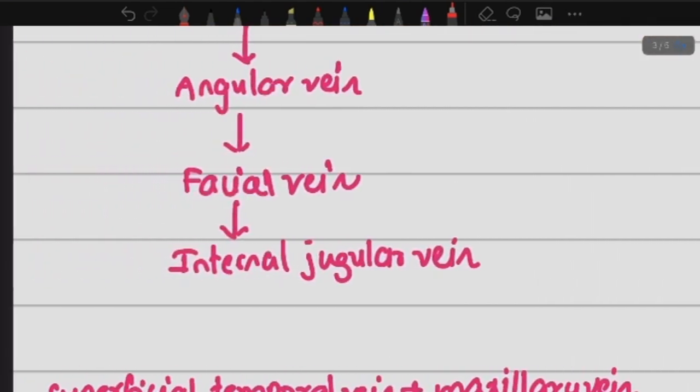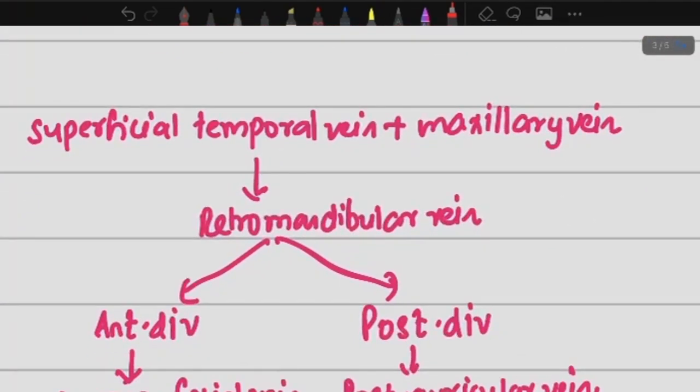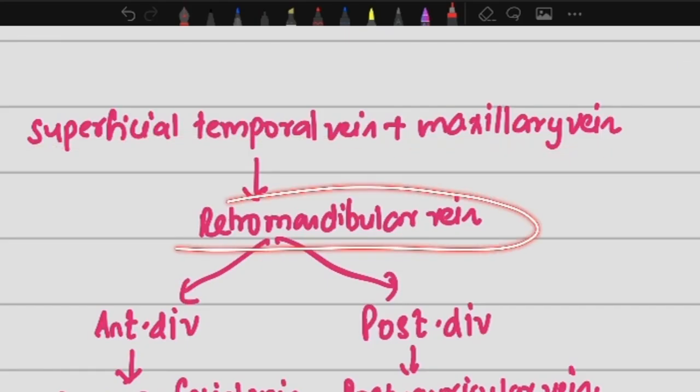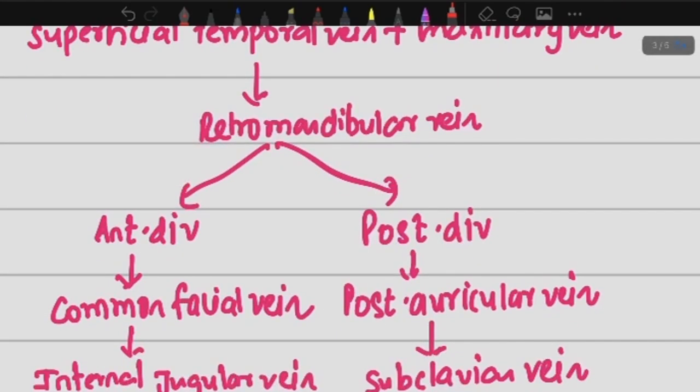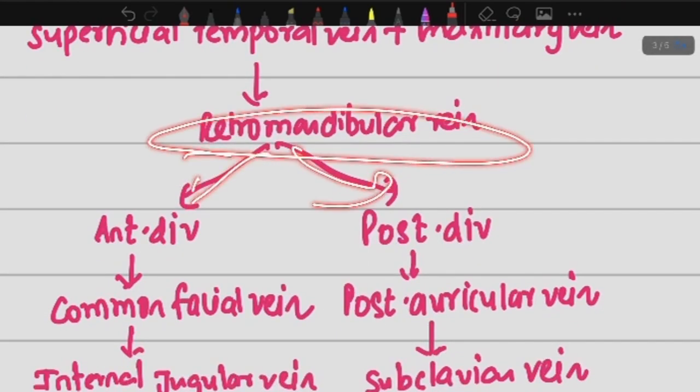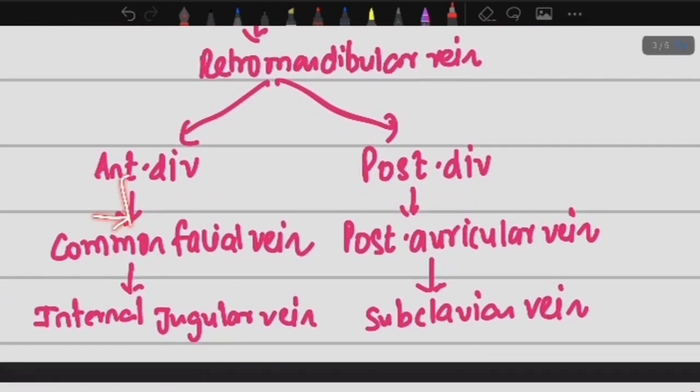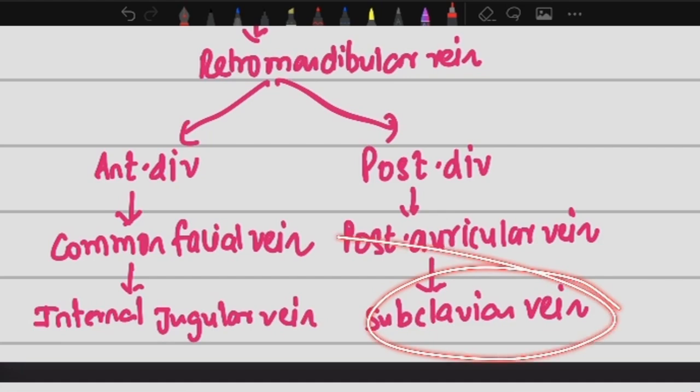Now in the superficial drainage we have some other important veins. The superficial temporal vein combines with the maxillary vein to form the retromandibular vein, and this retromandibular vein has two divisions, anterior division and posterior division. The anterior division drains into the common facial vein, and the common facial vein finally drains into the internal jugular vein, whereas the posterior division drains into the posterior auricular vein, and the posterior auricular vein drains into the subclavian vein.